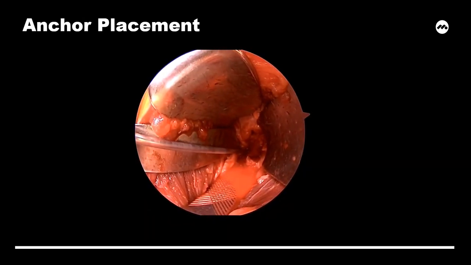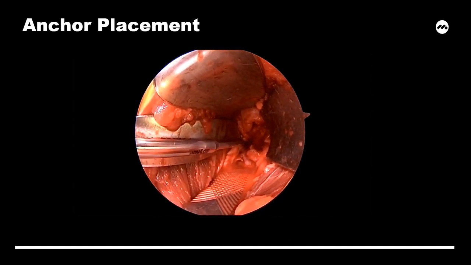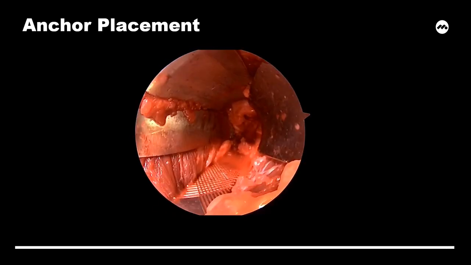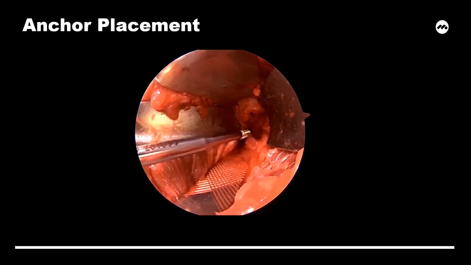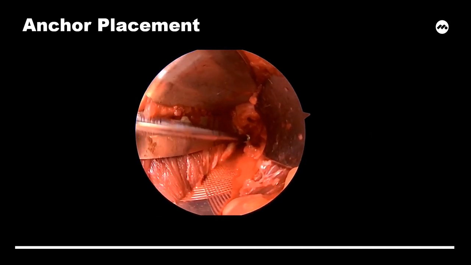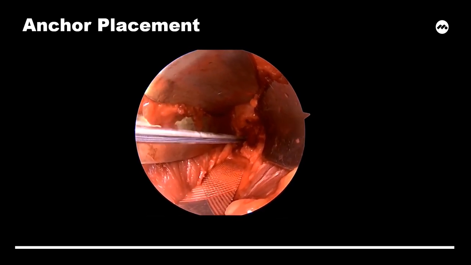After the bony preparation in hard bone, it may be beneficial to drill a pilot hole in the ischium for anchor placement. We began here with the posterolateral ischial anchor. The punch is utilized, followed by the tap, and here a triple loaded anchor is placed.